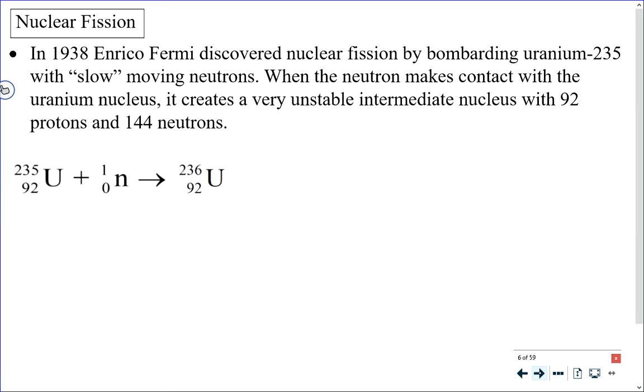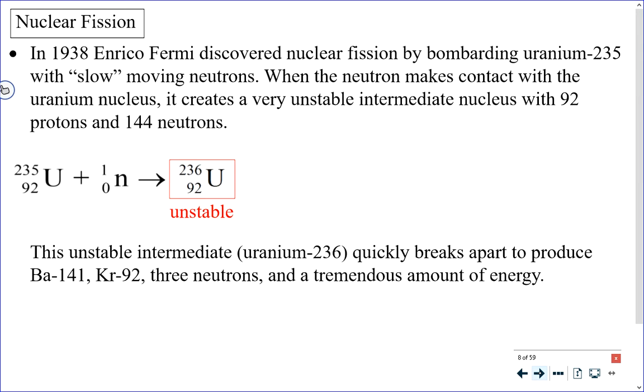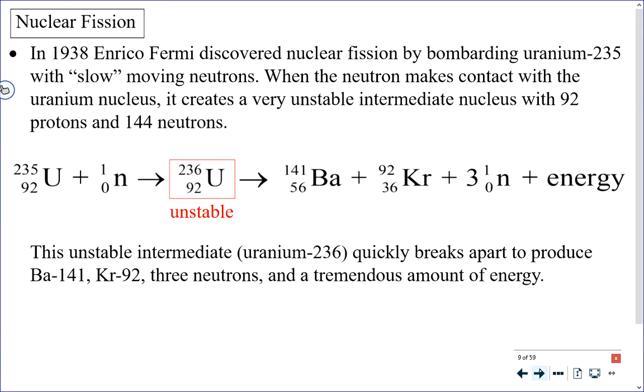So when that neutron is added to the uranium-235, you get uranium-236, but uranium-236 is incredibly unstable. And as a result, it breaks apart. And under the right conditions, it will break apart to produce barium-141, krypton-92, and then we also get 3 other neutrons. Now let's talk about the neutrons on both sides of this equation.